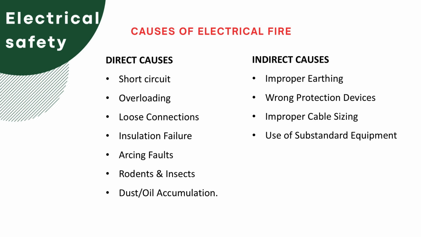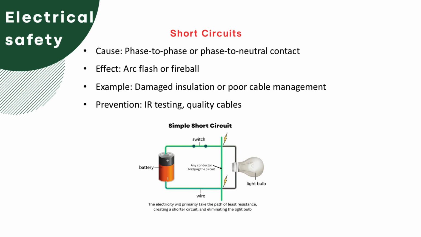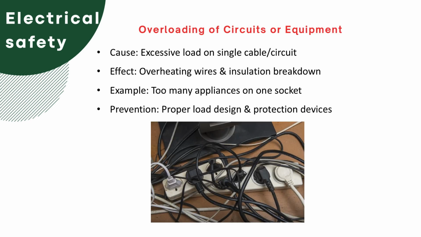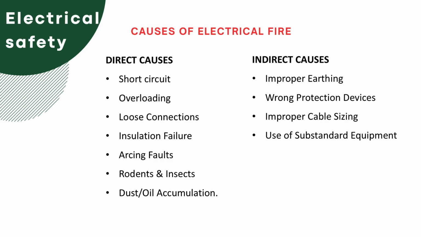Now we'll see the causes of electrical fires. To make it a little simpler, I have divided them into two groups, direct causes and indirect causes. Let us see direct causes. The first one is short circuit, and we have already discussed that 65% of the total electrical fires are short circuit fires. Short circuit and overloading are themselves deep concepts, so I'll give a dedicated video for both of them. The second one is overloading.